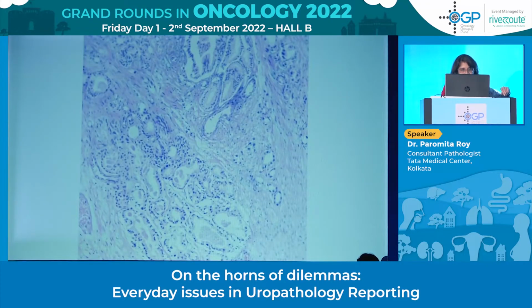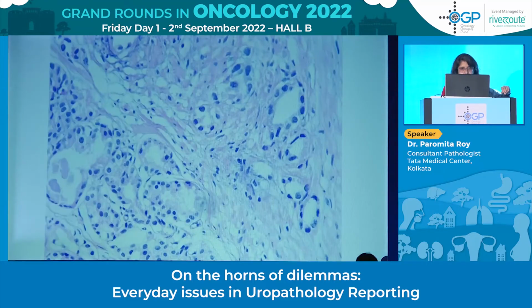And on higher magnification, they do somewhat look single-layered. This is the high power view. I don't know if you can appreciate with this slide, but some of them are nucleolated. Definitely the nuclear size has increased. It's become pale, a little clumped chromatin, and some nucleoli are visible. Not very prominent, but they are visible.